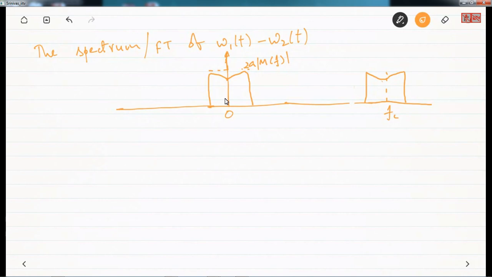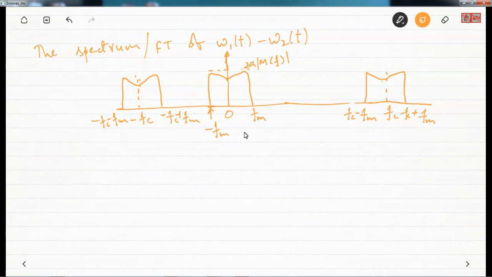And so minus fc, right? So this is fc plus fm, this is fc minus fm, and this is minus fc plus fm, and this is minus fc minus fm. By this time you can draw this very well. So this is fm, so this frequency is minus fm. So this is the spectrum of W1 of t minus W2 of t.